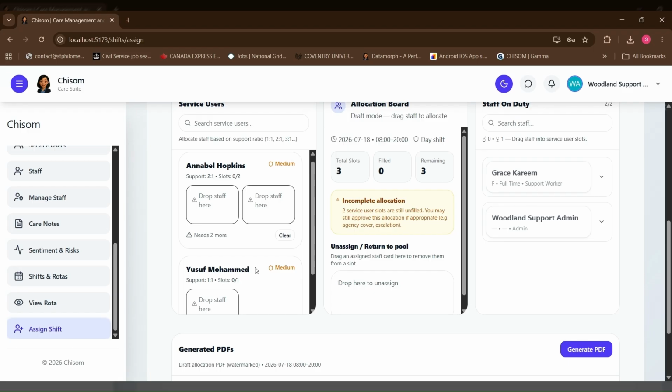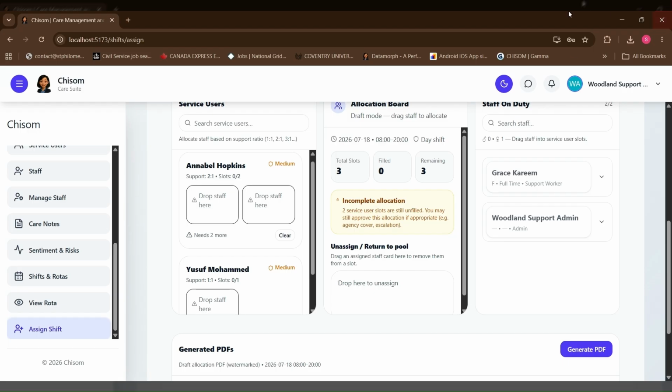The reason for this is that in supported living, you can have up to 4 to 1, 5 to 1. So there should be evidence. In case CQC comes and maybe there's an incident and they're trying to investigate, you should be able to prove to the CQC, or whoever is doing the investigation, that this client or service user was provided the required legal support at the required time. And then you should also be able to bring out the staff that was on duty with that service user during that period.